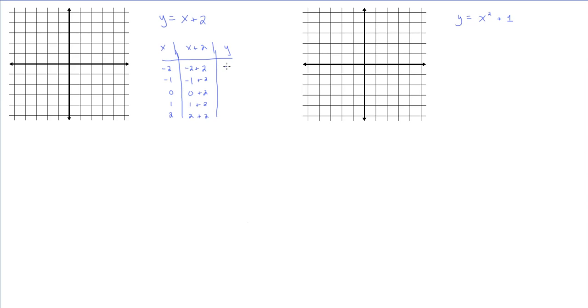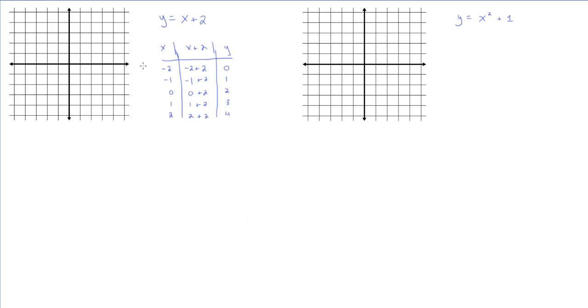-2 plus 2 gives us 0. -1 plus 2 gives us 1. 0 plus 2 gives us 2. 1 plus 2 gives us 3. And then 2 plus 2 gives us 4. All right. Now let's graph this real quick.